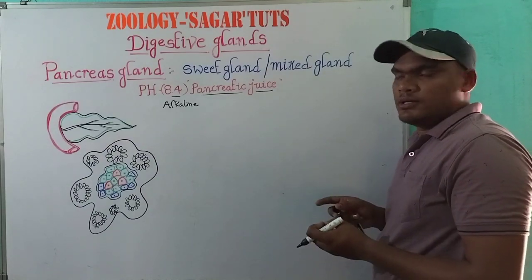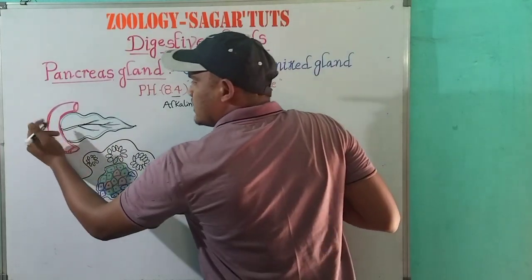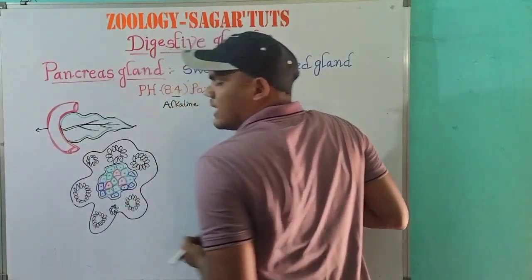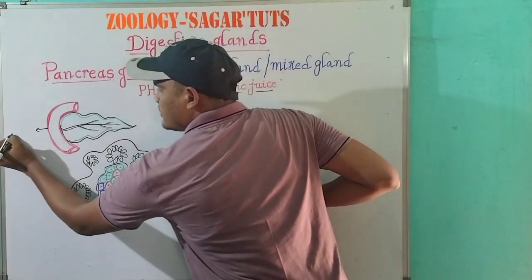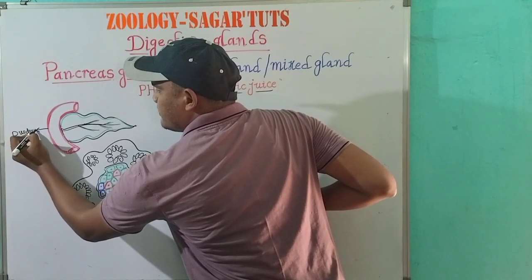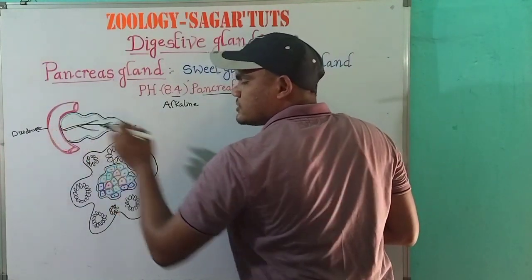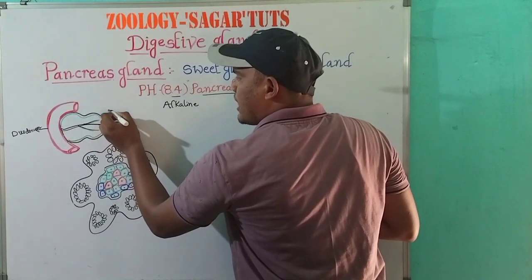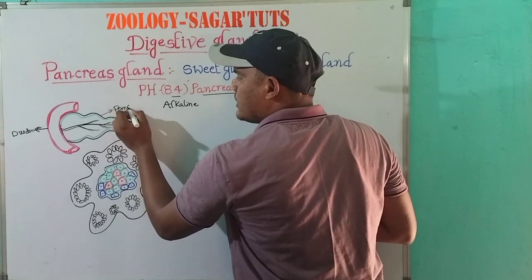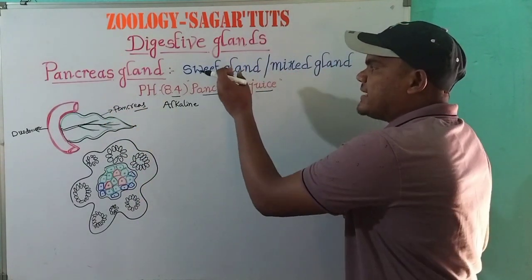It's very important. The pancreas gland is located in the small intestine. The small intestine's first part is the duodenum. The duodenum is a C-shaped structure. On the left side, a leaf-like structure, that is the pancreas gland. So it is also called a mixed gland.